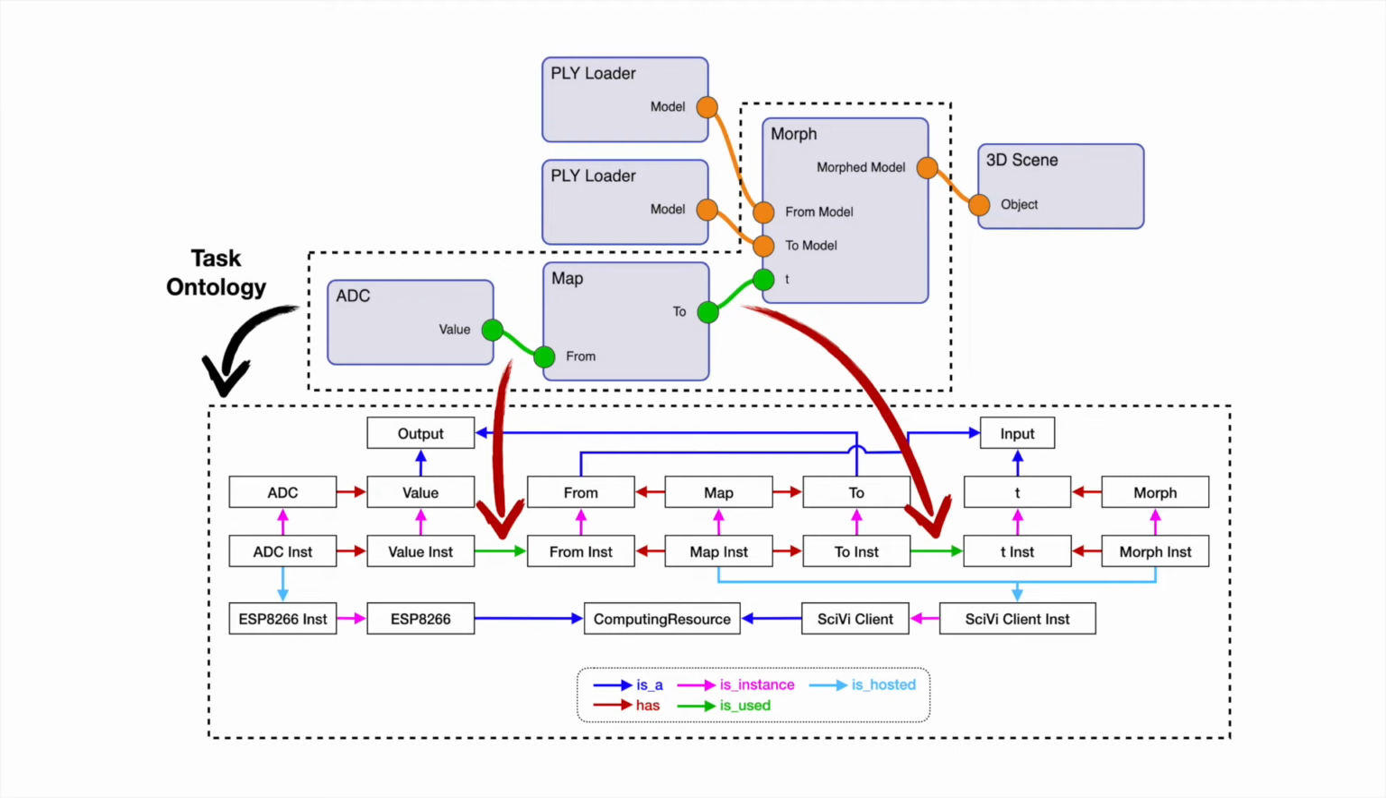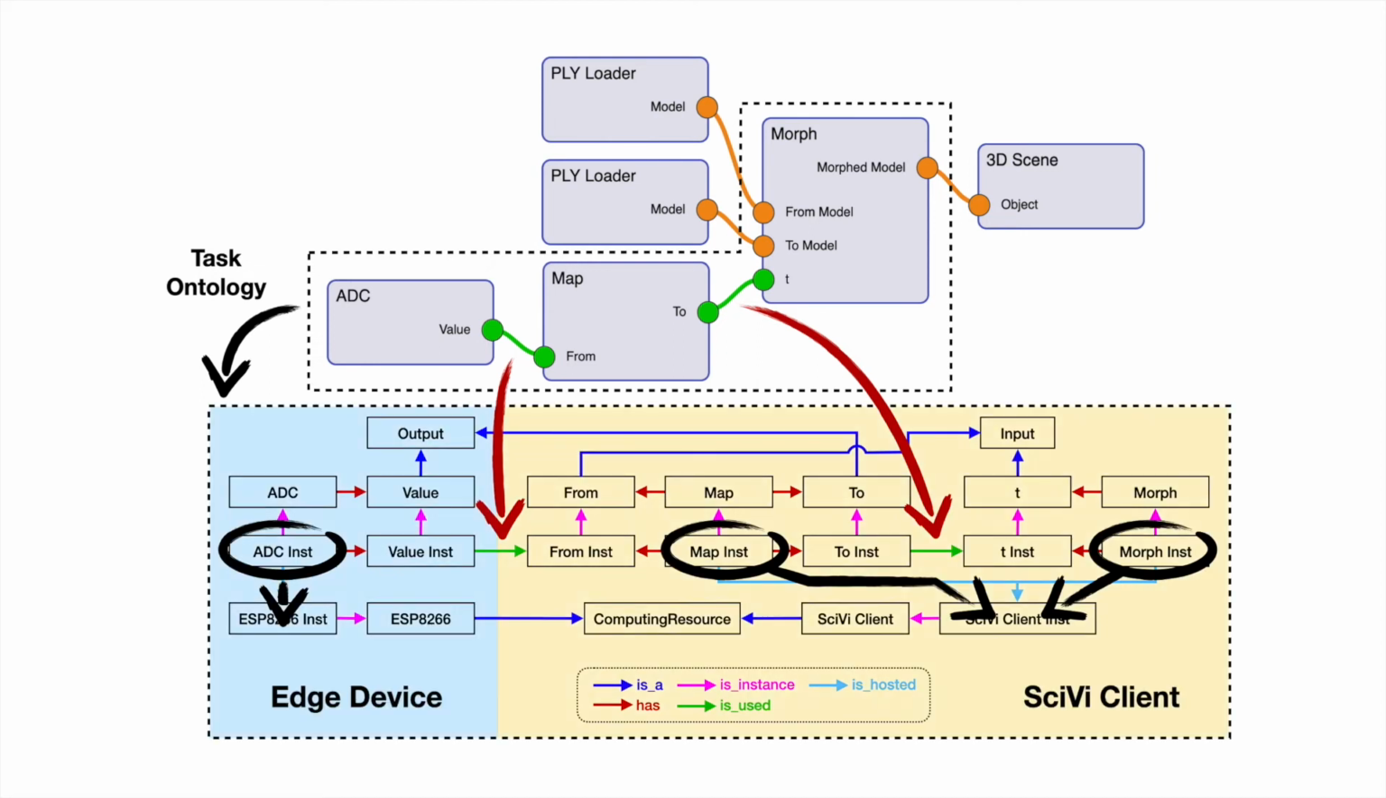The reasoner traverses this ontology and infers that the ADC instance is hosted on the instance of the ESP8266 computing resource, while map and morph instances are hosted on the SciVi client instance. So the left side is sent to the edge device and the right side controls the client. Accordingly, this link denotes just a regular in-memory transfer, and this one requires marshalling.